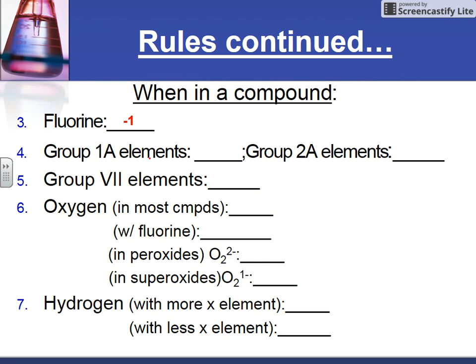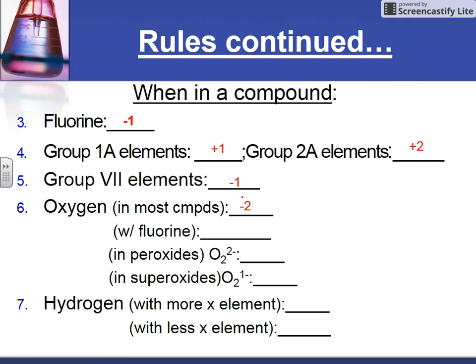The group 1A elements, their oxidation numbers are always +1. Keep in mind, those elements typically form a +1 charge when we're assigning their charges to write the ionic formula. Group 2A elements are +2. The group 7A elements are -1. These are our halogens. Now, oxygen has a couple of rules.